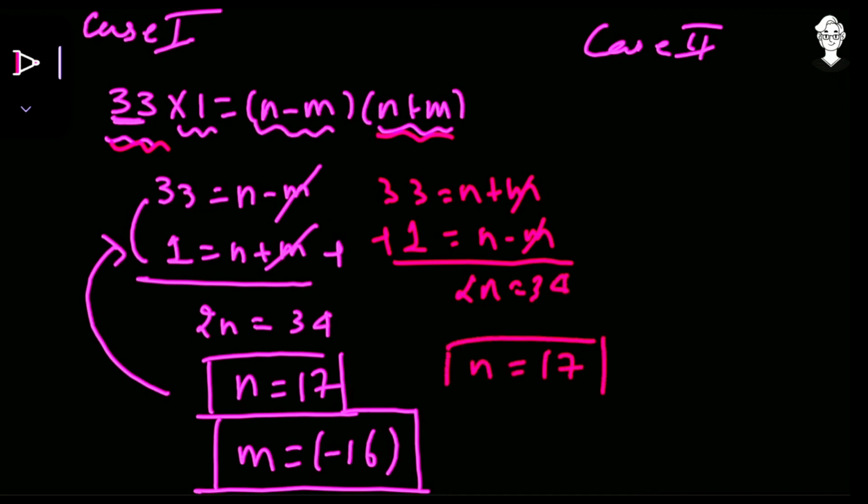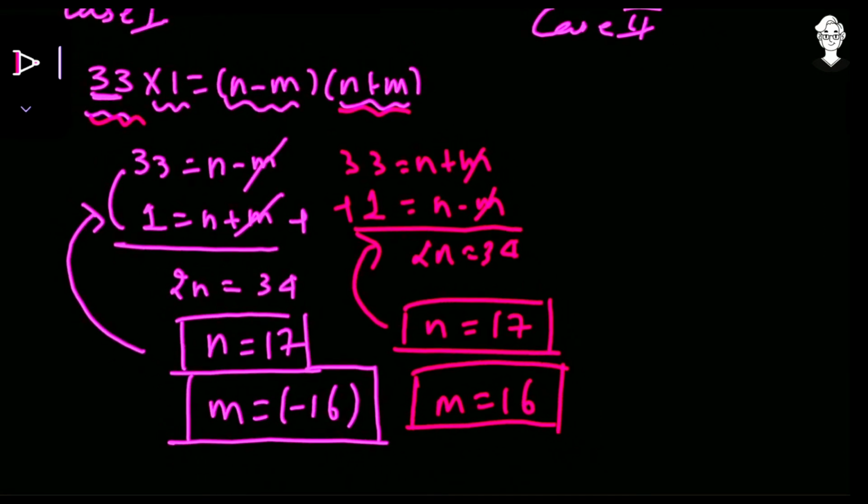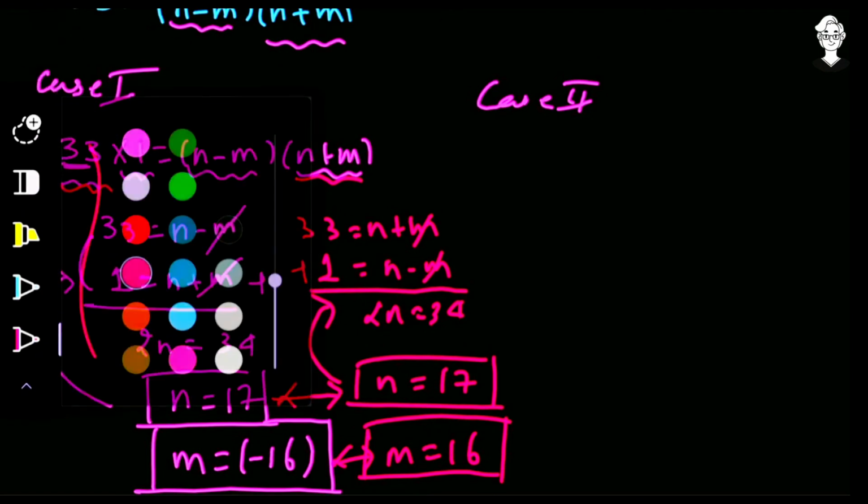But this time when I put n in this equation to obtain the value of m, I obtain that m is equal to positive 16. So as you can see, as we have considered the vice versa of these factors, the value of n was the same, but the value of m has changed just by the sign, negative and positive. So this was case 1, where we factored 33 as 33 into 1.